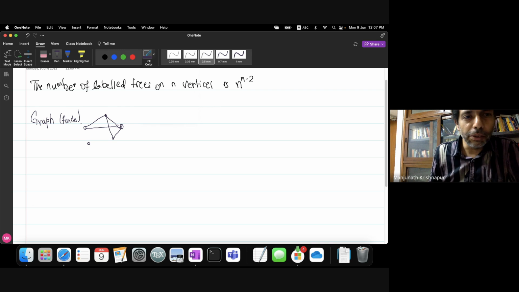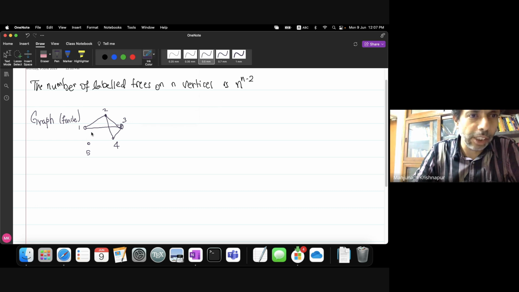Where always we will take the vertices as labeled: 1, 2, 3, 4, and 5. In this case, 5. So this is a purely combinatorial object. It's nice to draw pictures, but one should not mistake it for a geometric picture. It just means there are 5 vertices, 1, 2, 3, 4, and 5. 1 and 2 are connected to each other, 2 and 3 are connected to each other, 1 and 3 are connected to each other, 2 and 4, 3 and 4 are connected to each other, 5 is not connected to anyone else.